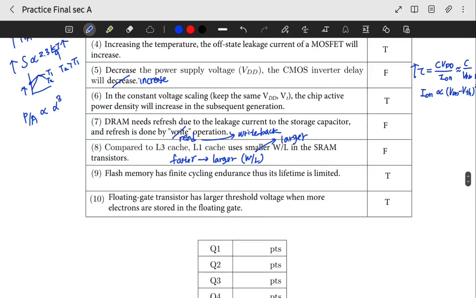And number 9, flash memory has finite cycling endurance, thus its lifetime is limited. Yes, this is true, because when we write flash memory, we store electrons, and when we erase it, we have to remove them. We have some physical damage when we do such operations, which causes the limited lifetime. So the answer is true.